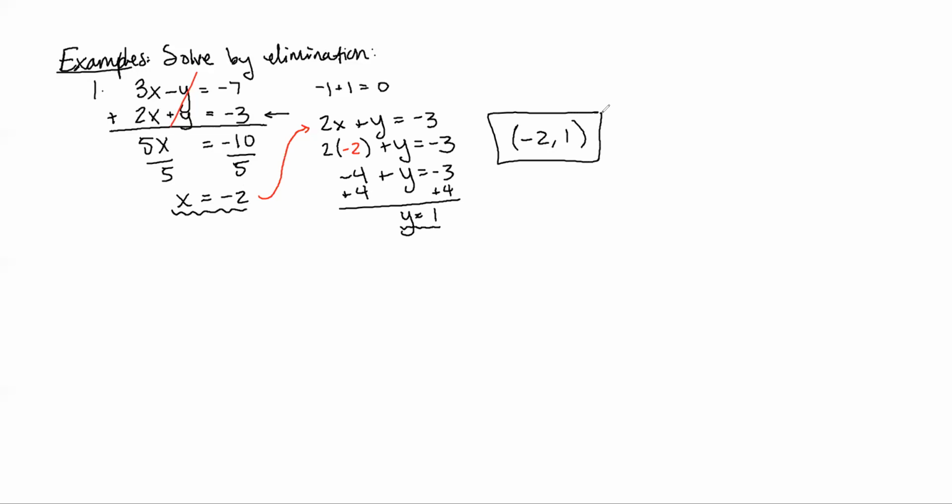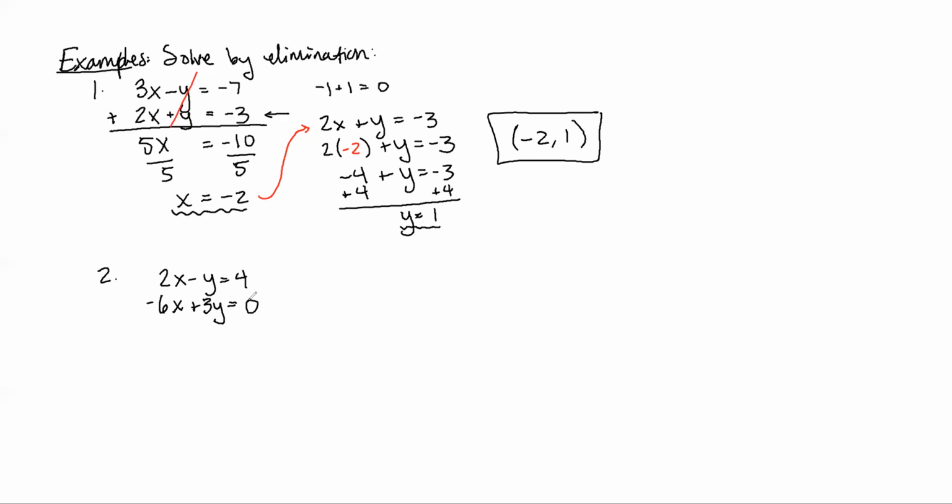That one was set up really nicely for elimination. Now let's go ahead and look at one that isn't set up quite as nicely, and it's also going to be one of our special cases. Number 2 here, we're given 2x minus y equals 4, and -6x plus 3y equals 0.